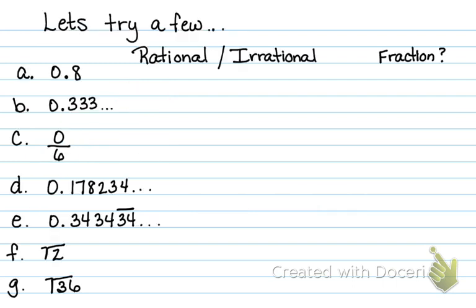So let's try a few. We're going to just identify if these are rational or irrational. So our thought is, can we write them as a fraction? And if we can, what is that? So if I look at this number as 0.8, that's the same thing as 8/10. Well, immediately, 8/10 is written as a fraction, or we can simplify it down to 4/5. So it can be written as a fraction. So if it can be written as a fraction, it's rational.